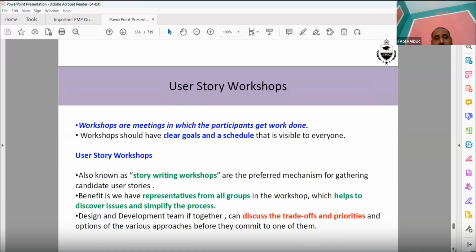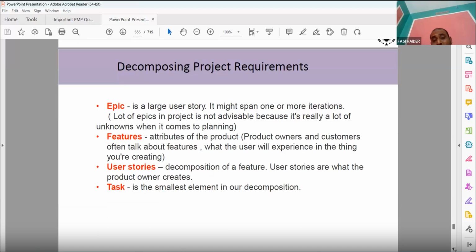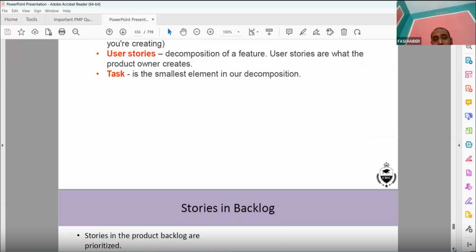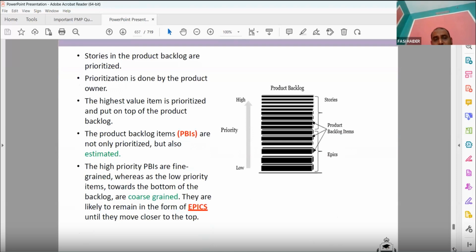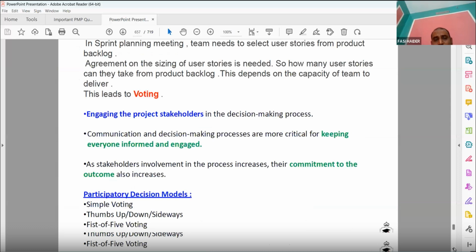User story workshops, decomposing project requirements. A big project can be broken into small epics. An epic is a very large story. Features, what are the attributes of the product? A user story is a decomposition of a feature. A task is the smallest element in our decomposition. Stories in the backlog. Participatory decision making, simple voting, so fist of five voting.